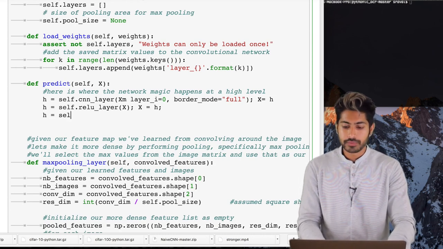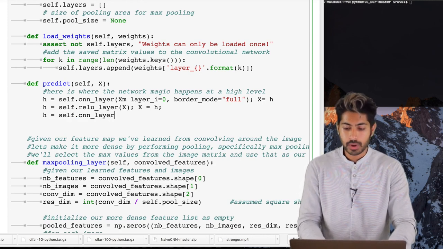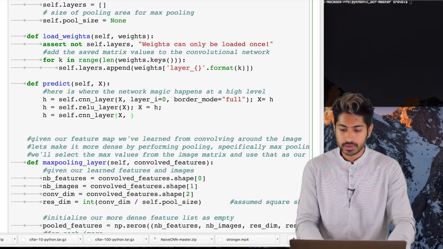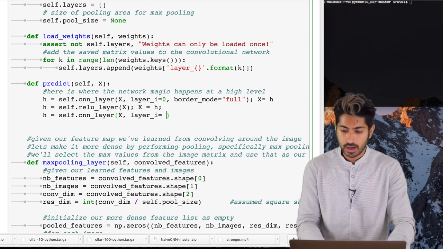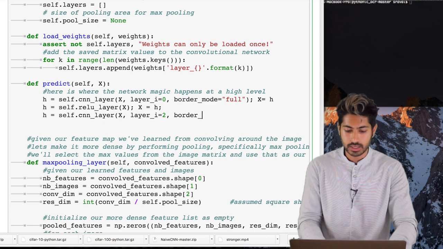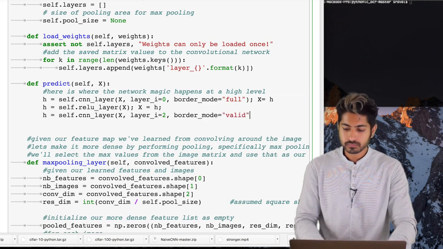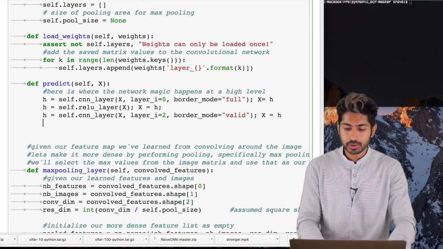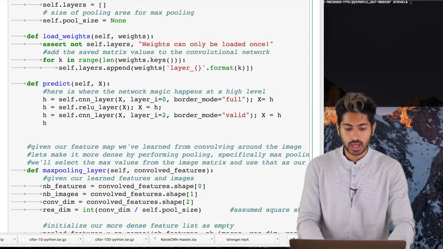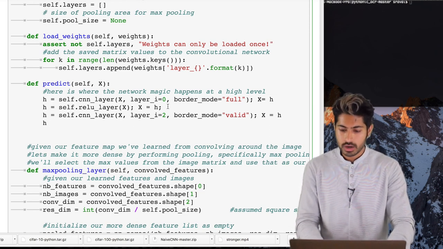We say, okay, so we've got another CNN. We have another convolutional layer. And we do the same thing here. We say, okay, take the output from the previous layer. We'll define what the name of this layer is, as well as the border mode, which I'll talk about at the very end of this. We have a border mode, which is valid. And then we say, okay, we'll set the output of that equal to the input of this and just keep repeating. Now it's time for us to apply another nonlinearity.